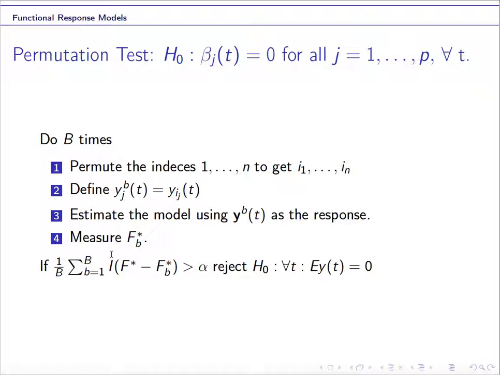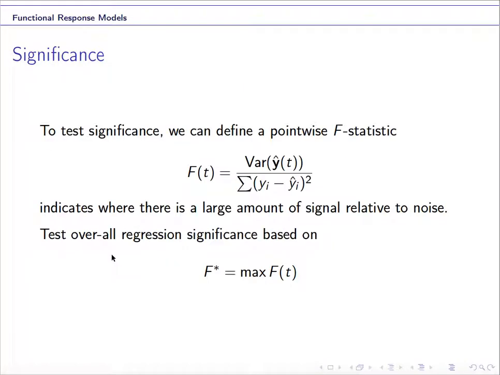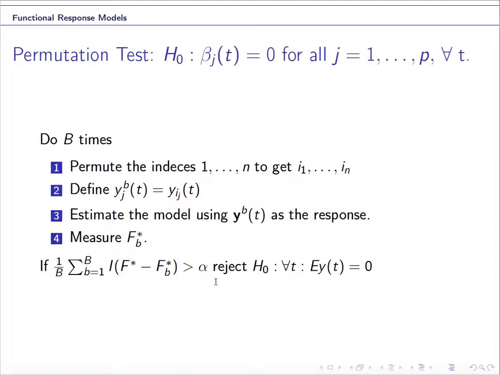And then we can look at the percentile of this F star from the original data in the distribution of these statistics under the null hypothesis. You can understand this F_b star here represents the distribution of the statistics under the null hypothesis, right? Okay. So this is the permutation test. You can do this.